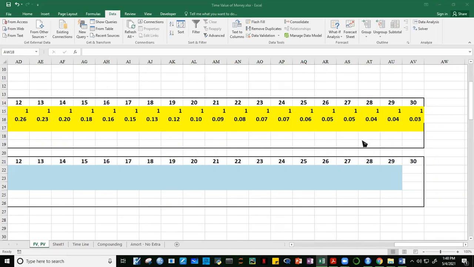Bakit? Okay, take note guys, ito mga present value na to. Itong 0.03 na to, present value yan. Take note, formula natin, present value. Hindi to after 30 years. This is the value now. Itong 0.03 na to, it's the value today of 1 peso in 30 years time from now, at 12%. So yung 1 peso after 30 years, magkano siya ngayon? It's 0.03.